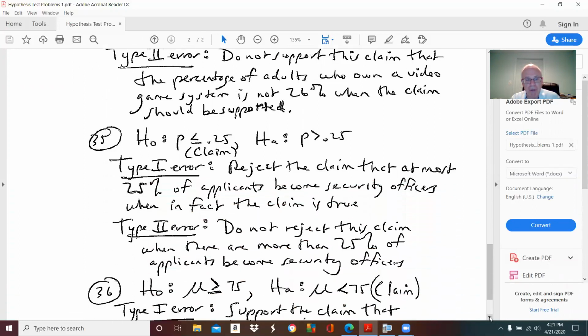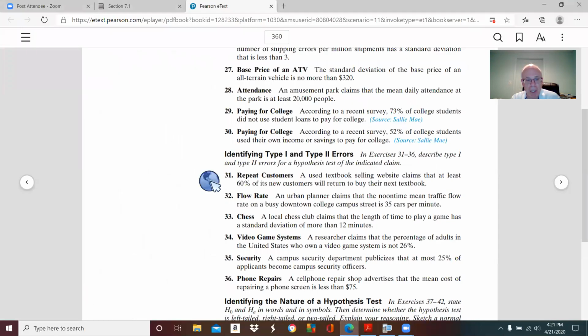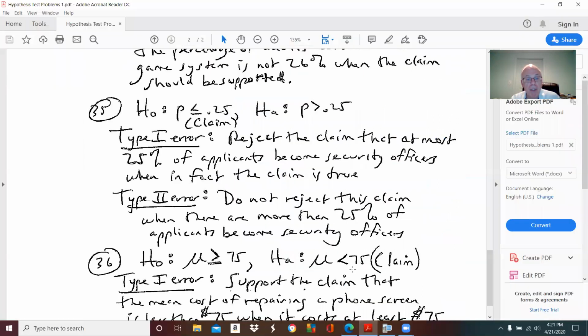Number 35, let's go to 35. A campus security department publicizes that at most 25% of applicants become campus security officers. At most means less than or equal to. It has that equal to in it. So that means it's going to be a null hypothesis. 25% proportion. So we're going to say for the null hypothesis, P is less than or equal to 0.25. That's our claim, which means the alternative has to be P is greater than 0.25. It's the complement of less than or equal to.